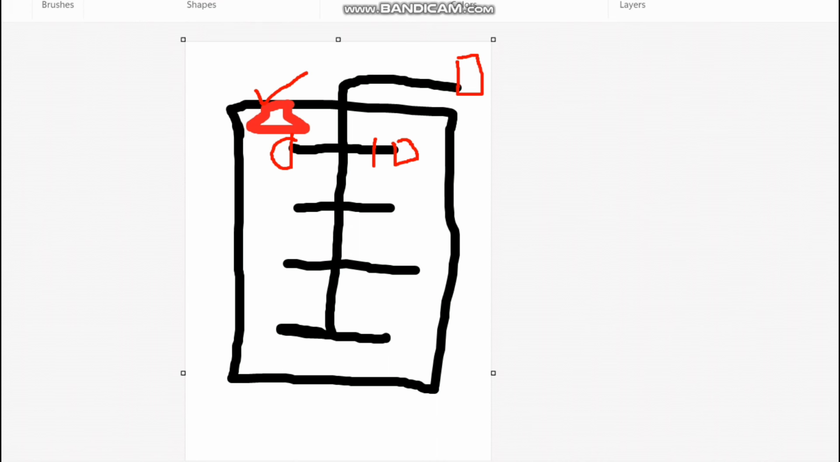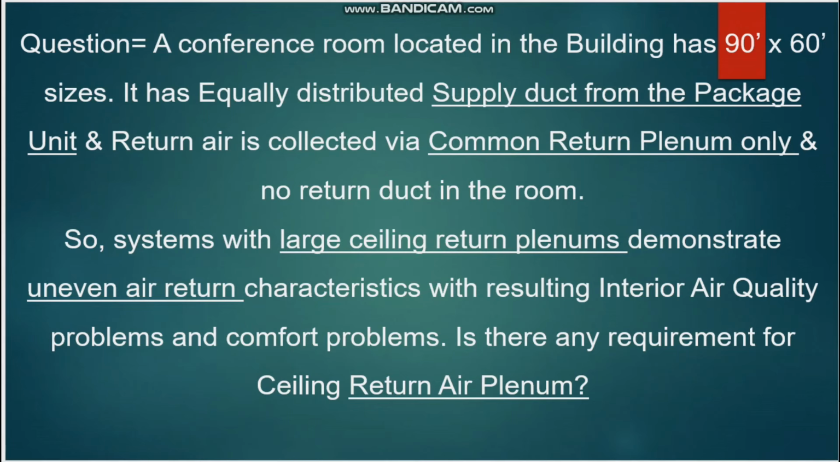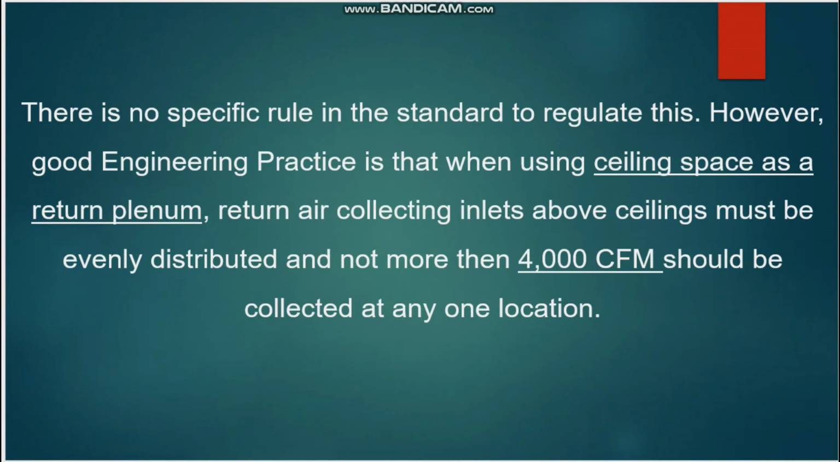So what is the rule, meaning how many return air plenums can we keep here or here? What is the rule and how do we resolve this issue? The answer is, there is no specific rule in the standard to regulate this ceiling return plenum. However, good engineering practice is that when using ceiling space as a return plenum, return air collecting inlets above the ceiling must be evenly distributed and not more than 4000 CFM should be collected at any one location.